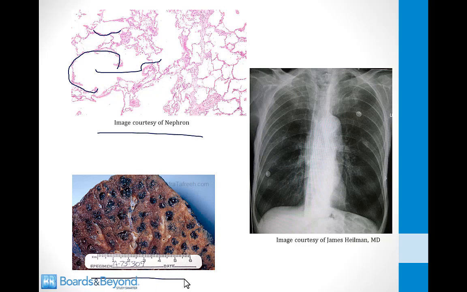Down here on the left is an example of a smoker's lung. They have these black spots, which are sometimes called dirty holes, and those are evidence of central lobular damage from smoking. And then over here on the right is another example of hyperinflated lungs in a patient who has emphysema.